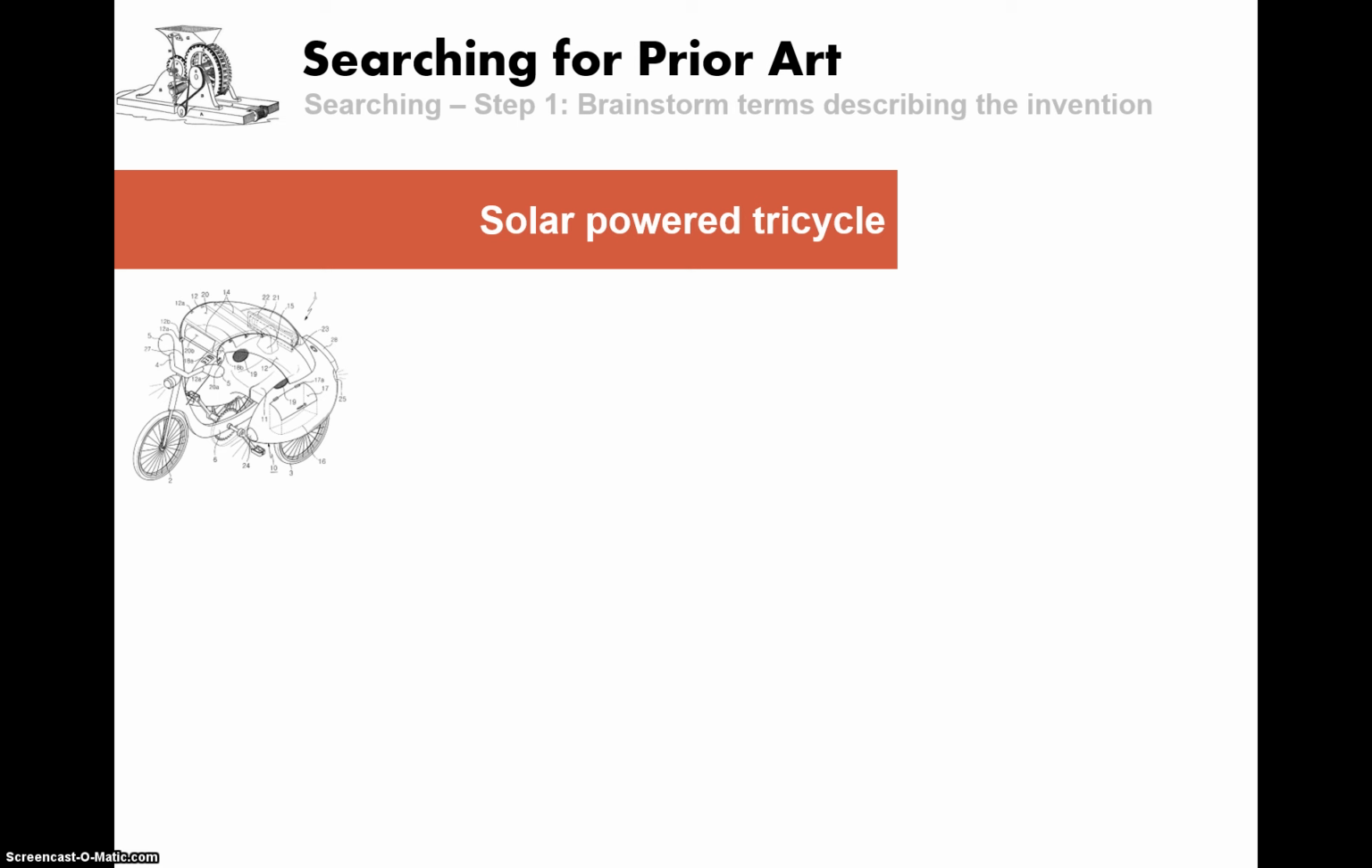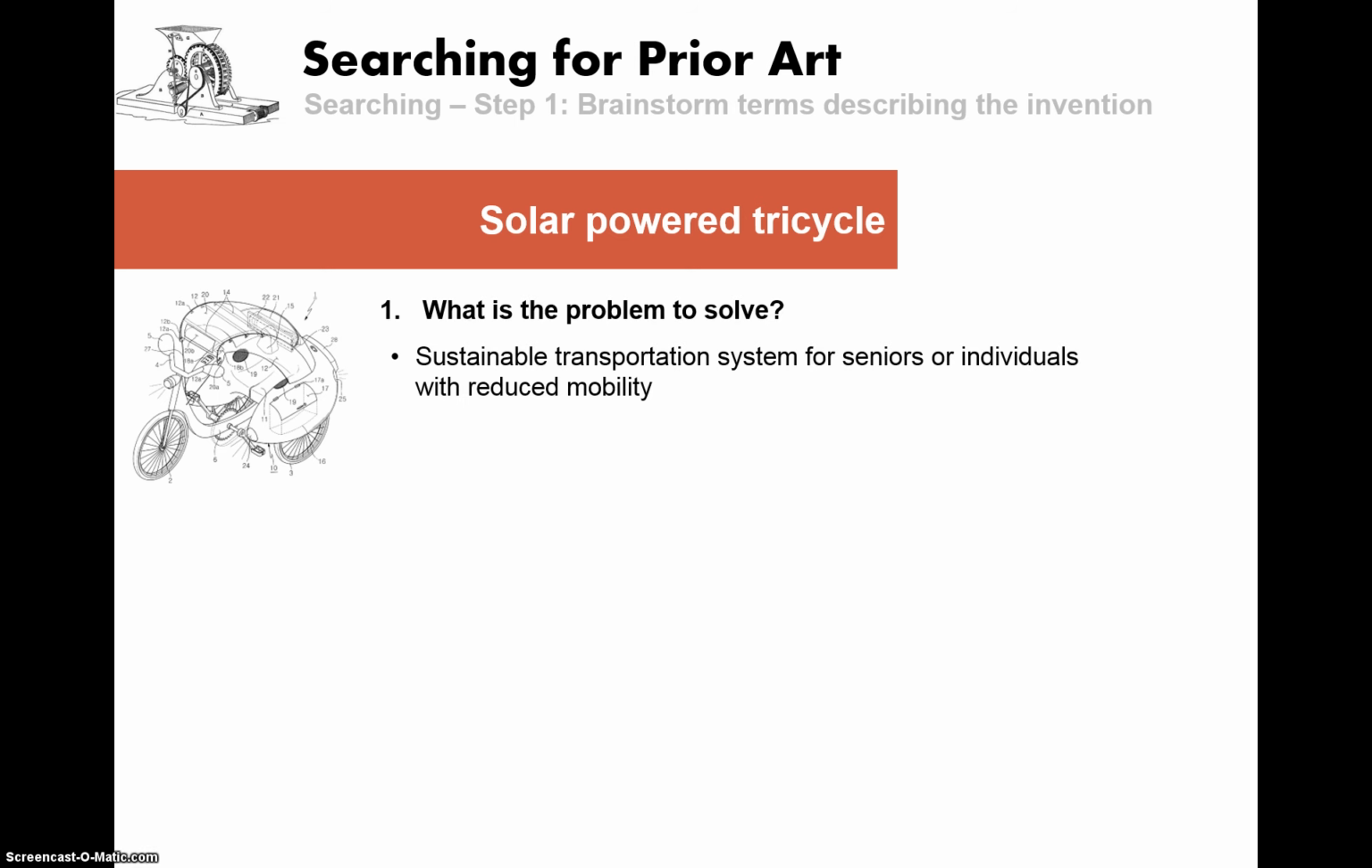One way to do this is to ask yourself a series of questions about your invention. For example, the first question you could ask yourself is, what is the problem to solve? This question should allow you to situate the problem within a broader context. For example, if you're designing a solar tricycle, the actual problem to solve could be to create a sustainable transportation system for seniors or individuals with reduced mobility.